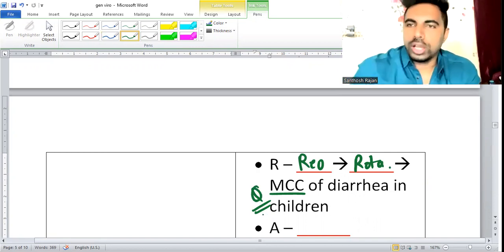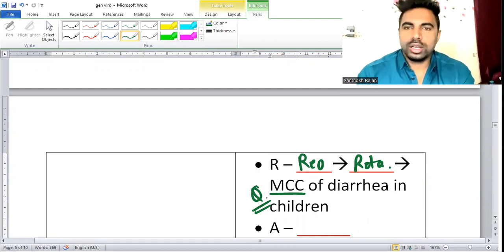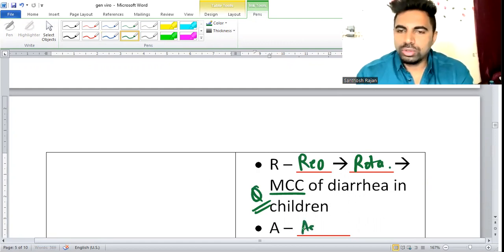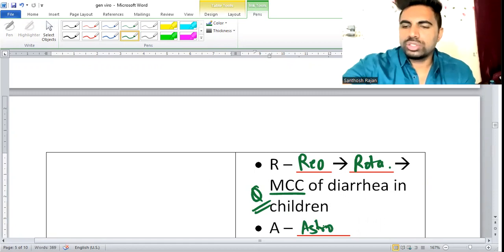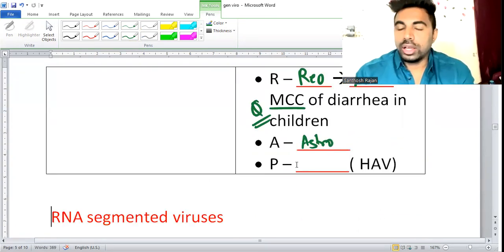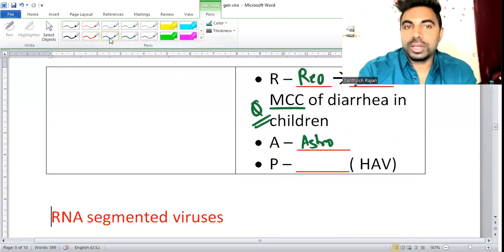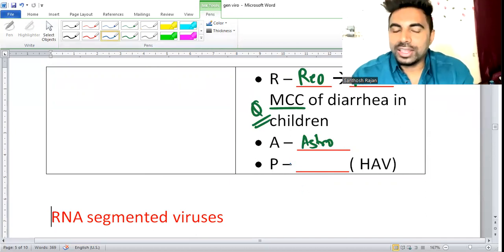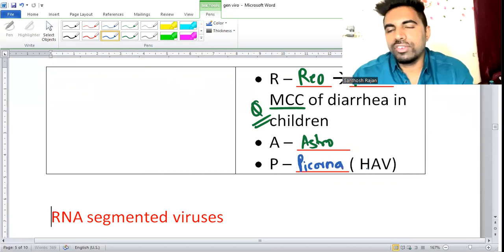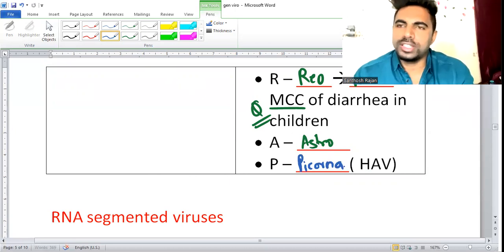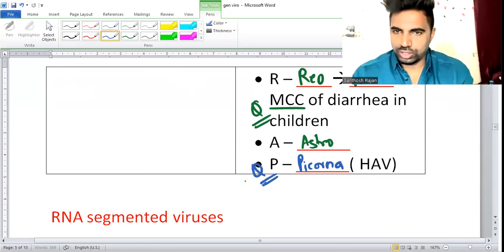What else do we have here to know? The A is for Astro. Nothing much there, not that important. In the future, maybe it will become like COVID and become important, but not right now. The other P is Picorno. HIV virus comes under Picorno. That's a frequently asked question. That is the family. I've repeated it many times in RNA viruses and hepatitis virus, but remember, HIV comes under Picorno. That's a repeated question.